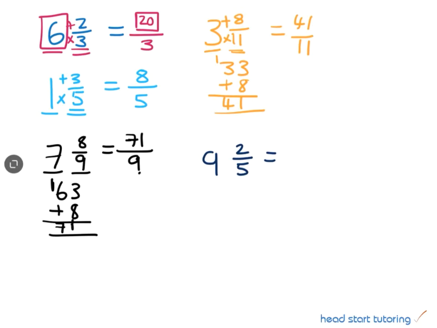9 and 2/5. 9 times 5 is equal to 45. So 45 plus 2 is equal to 47. So our answer is 47 over 5.